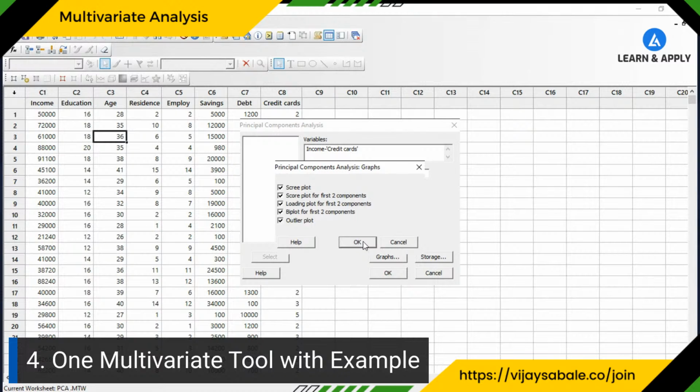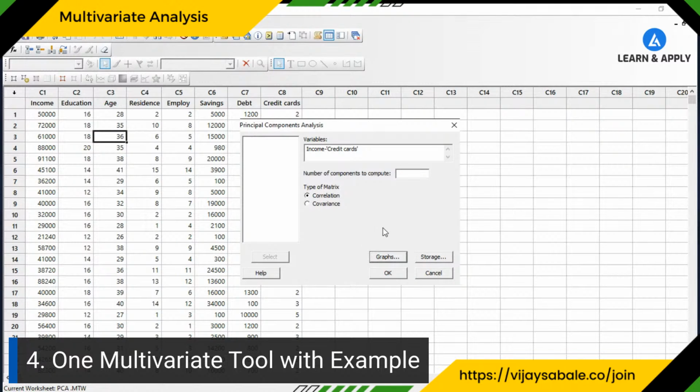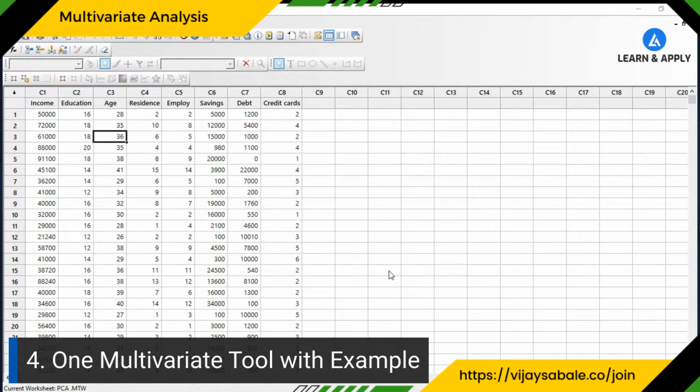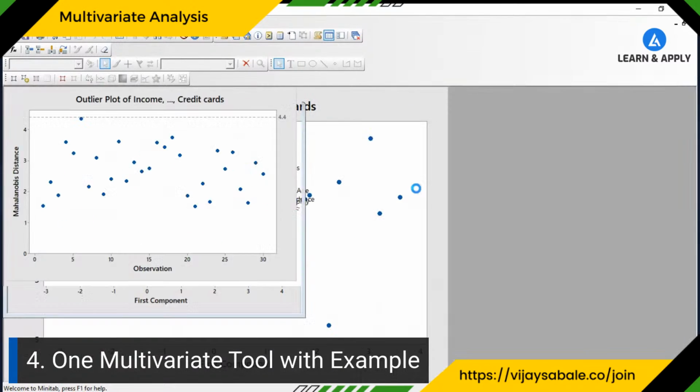If you click on Graphs, there are 5 graphs available: scree plot, score plot, loading plot, biplot for the first 2 components, and outlier plot. Once we plot these, I will also explain the meaning of them and how we can interpret the results. Okay, at this point, let's select all these graphs, click OK. That's it. That is the input that we need to provide to Minitab. Once we provide that input, click on OK so that we will get the output.